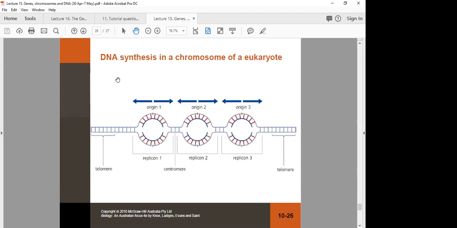All right, so multiple origins of replication, or replicons, in a eukaryotic chromosome. In a prokaryotic chromosome, such as a bacterial chromosome, normally you'll find only one origin of replication because there's much less DNA that has to be replicated.